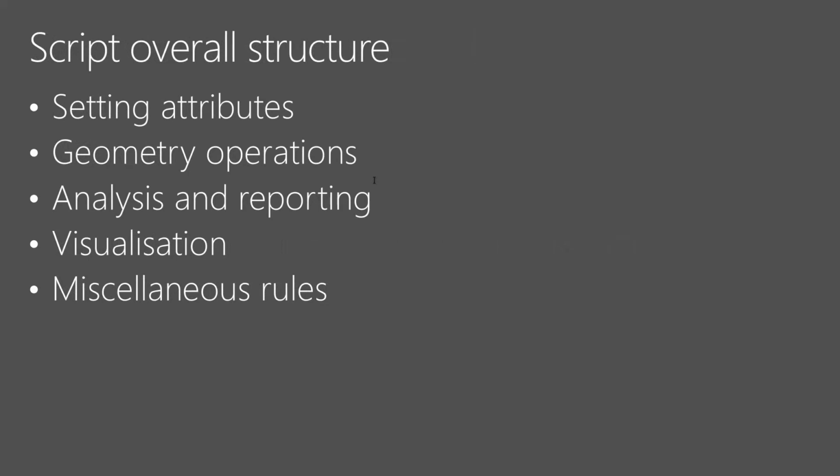As you saw briefly in the CityEngine, the script has 5 big sections. We did look at the setting of the attributes at the very beginning, then geometry operations, then doing analysis and doing reporting side of things. There is a visualization section, but that is not really a primary point of this particular CityEngine project.